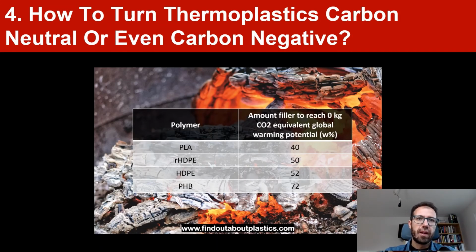Okay, let's continue with the fourth question. So how to turn thermoplastics carbon neutral or even carbon negative? And a simple answer, yes, it is possible by using specific fillers which are able to lock in more carbon dioxide than they release in a later stage. And here I brought one example, it's biochar.